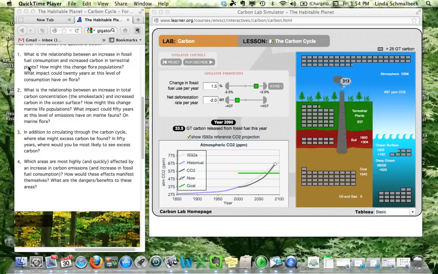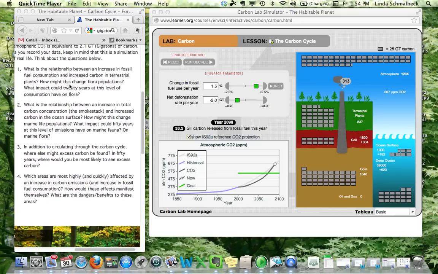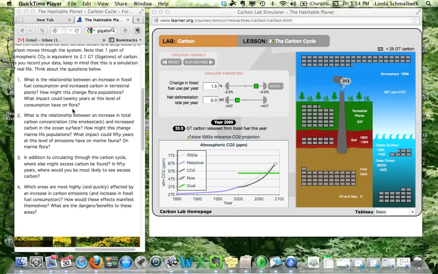So now we go to the third and last video to launch you on the Habitable Planet Carbon Cycle Lab. When we last met here in this video, you were just finishing up step 1 and 2 of the carbon cycle lesson, and there are some questions at the end that you're looking at. A couple of things might puzzle you.